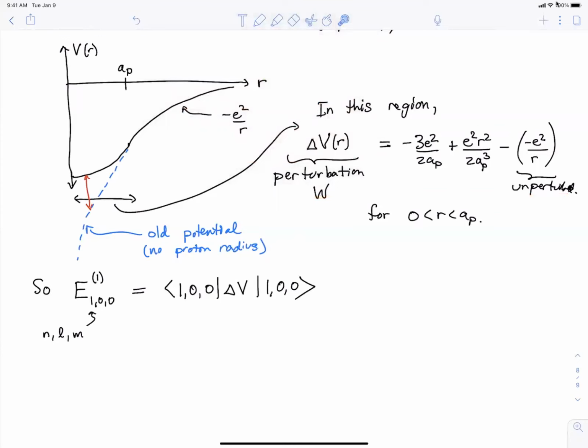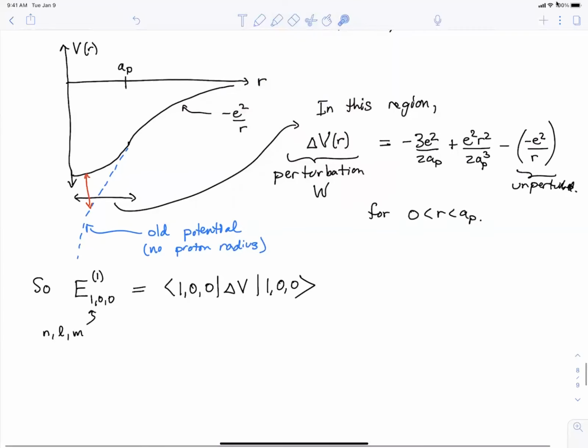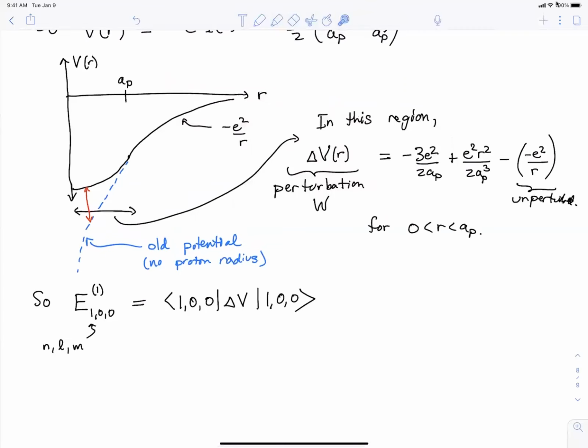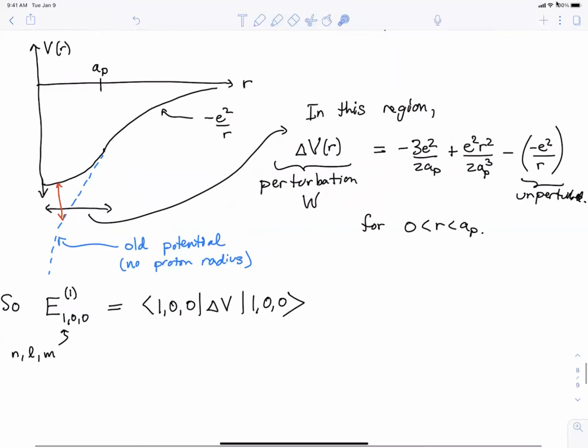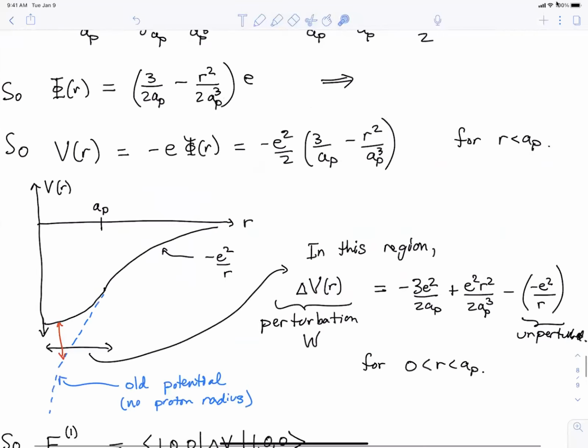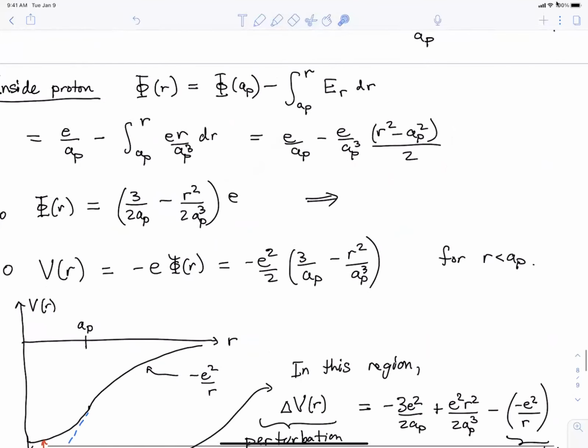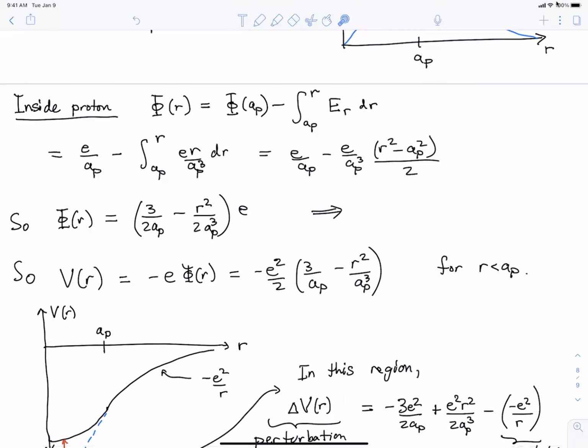Good, other questions? I had a quick question. When you started writing about the inside of the proton, you wrote, I think it's psi of r equals, right there at the top, inside proton. So I was kind of confused where that first equation came from.